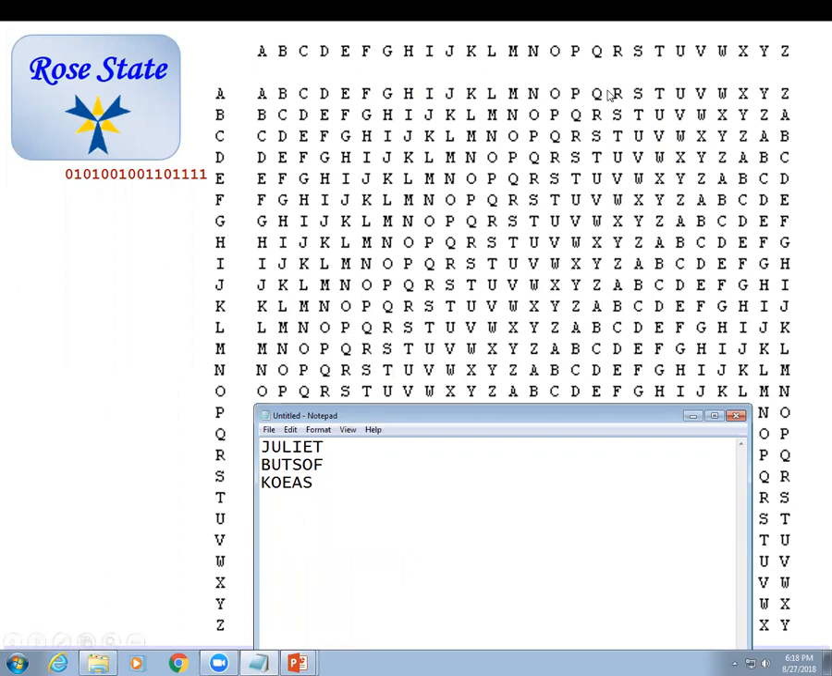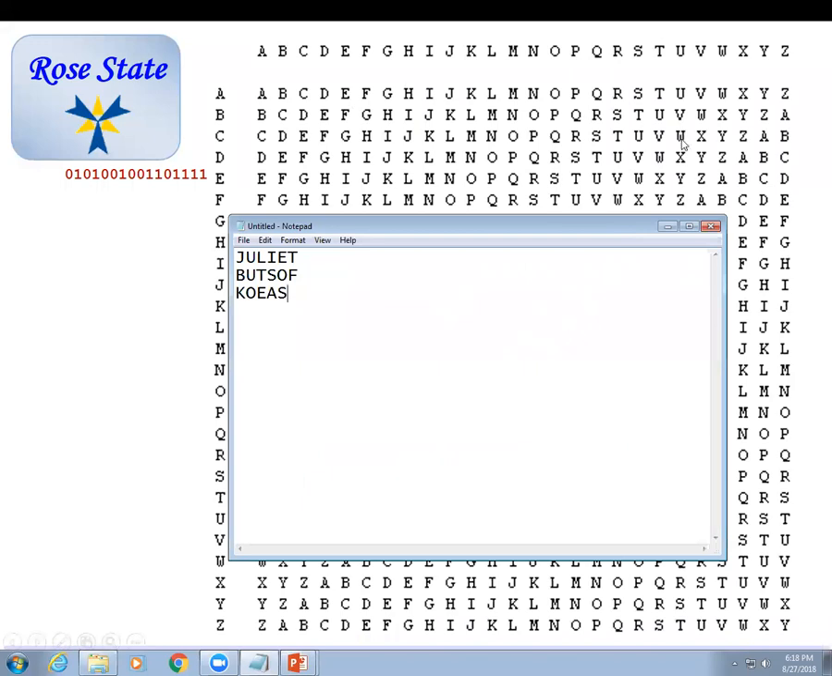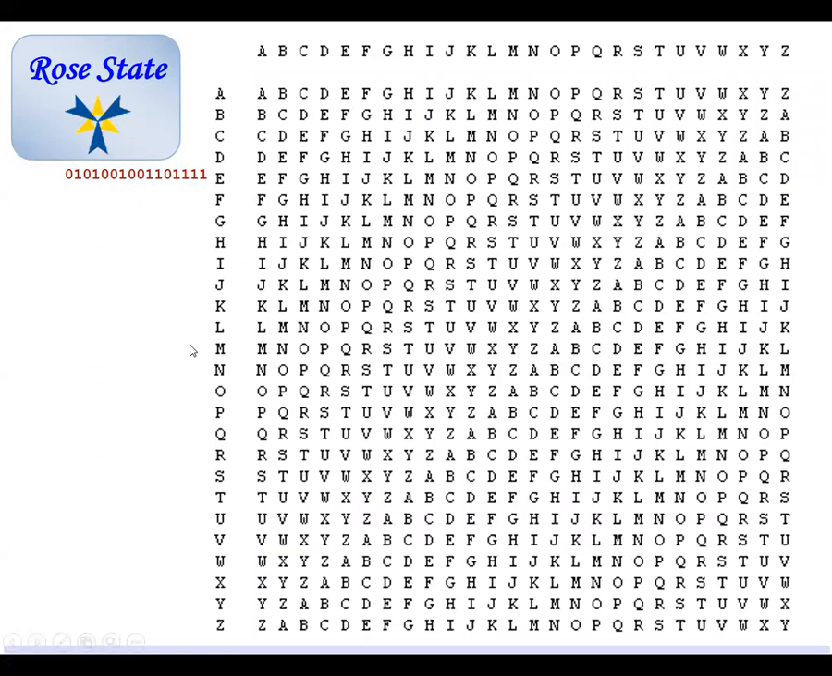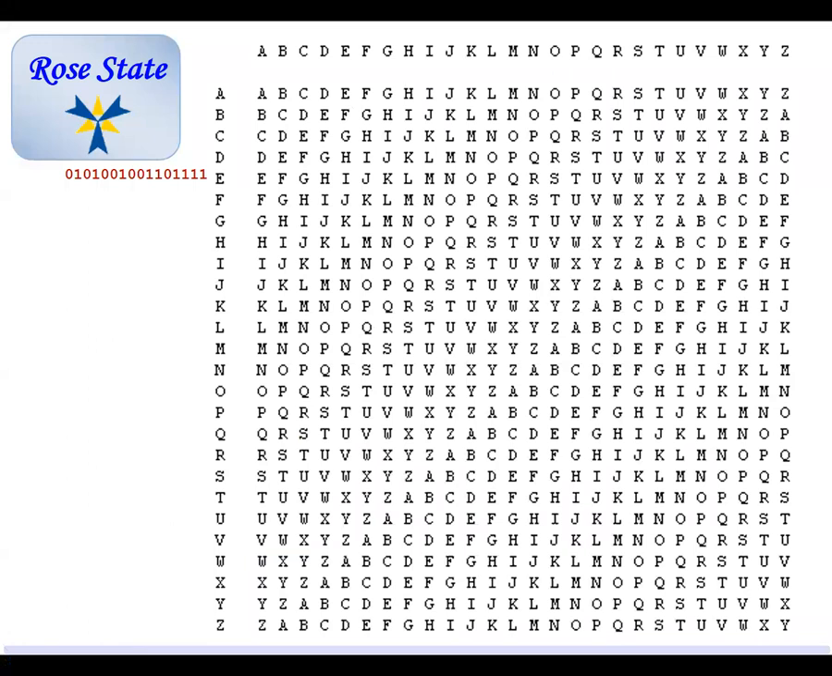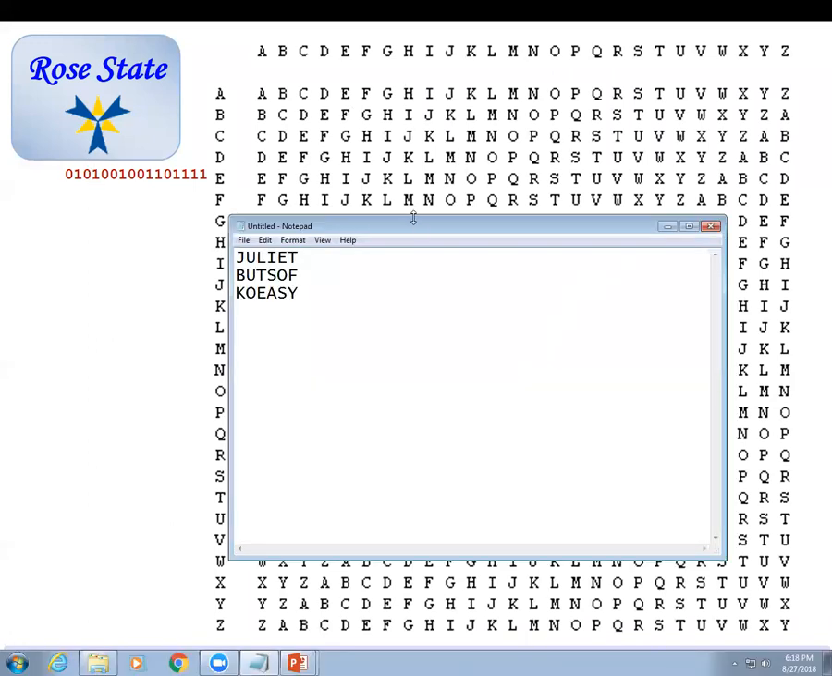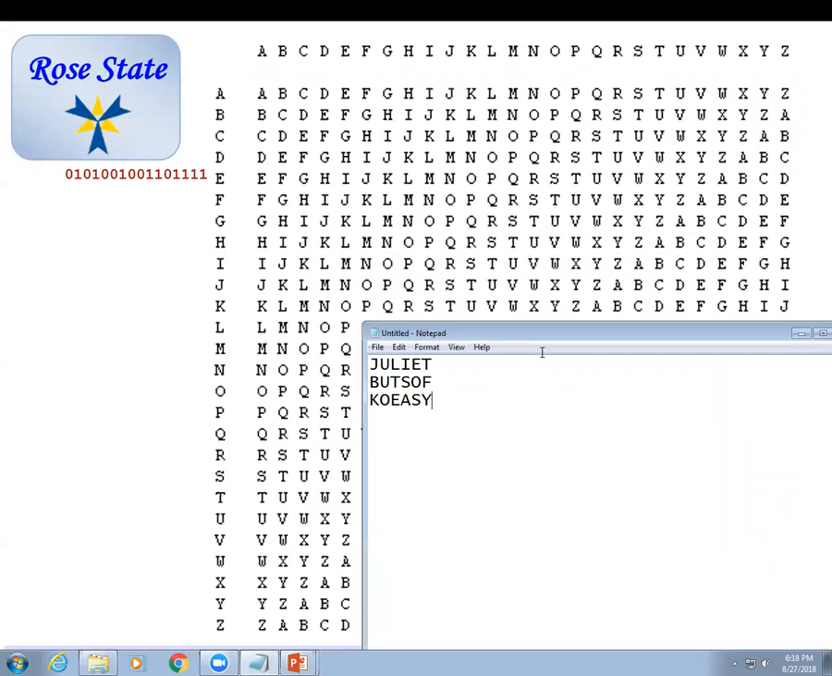And T on the F alphabet, let's go to F. T on the F would give us Y. Okay. Did I do it right? Yep, I did it right. K-O-E-A-S-Y. See that? So what this is doing for us is it's adding a key to this. And the Juliet's rotated.